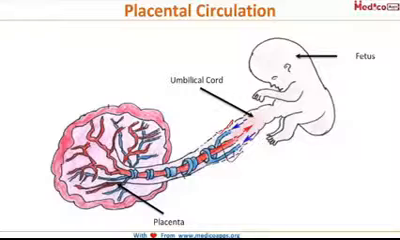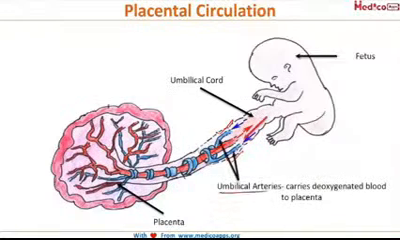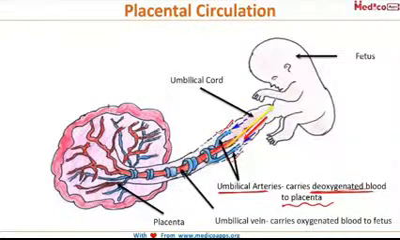Now, just opposite to the regular theory that we know, that arteries carry oxygenated blood, our umbilical arteries are carrying deoxygenated blood. And where will this deoxygenated blood travel? It has to go from the fetus to the placenta for getting oxygenated. So the umbilical arteries carry deoxygenated blood from the fetus to the placenta, and our umbilical veins carry oxygenated blood from the placenta to the fetus.